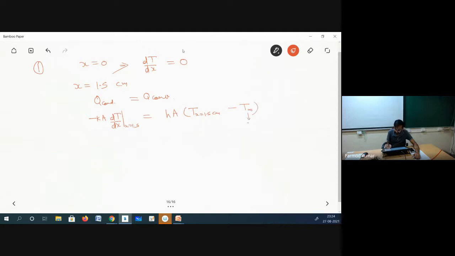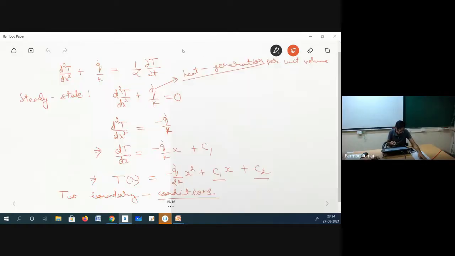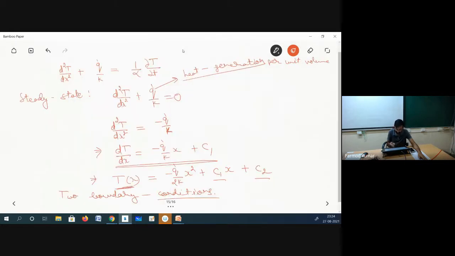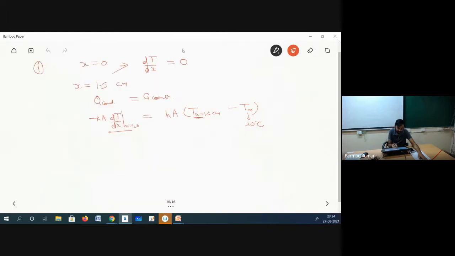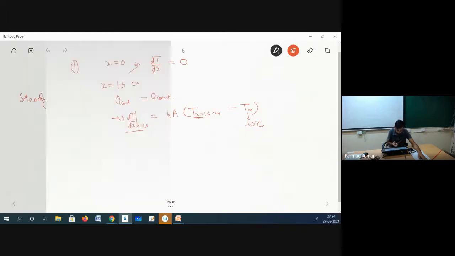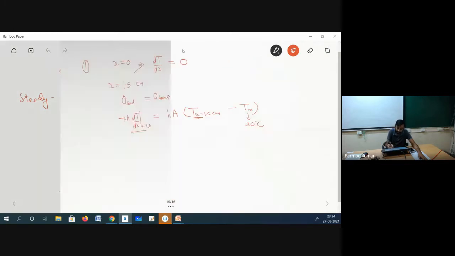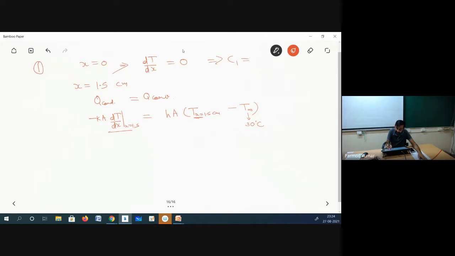And T infinity is given in the question as how much? The 30 degrees. Now dT by dx, do we have? Here we have dT by dx. And do we have T? So here we have T. So if I substitute the first condition, which says dT by dx is 0 at x equal to 0, I will get C1 equal to 0. Fine. Is this point clear?